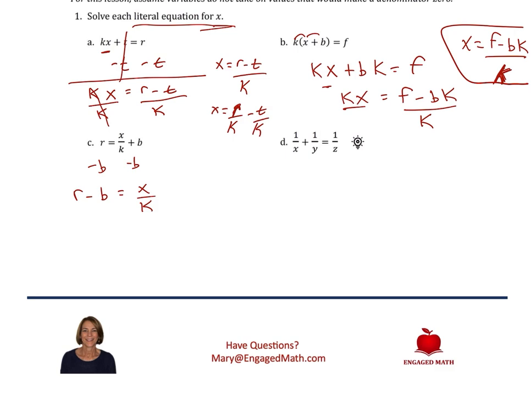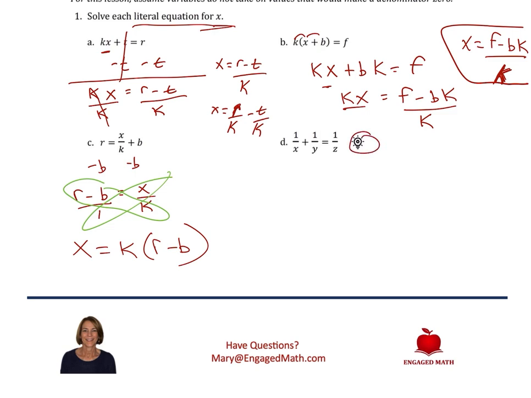Now we're trying to get x alone, so I am going to think of all of this, r minus b over 1, and I'm basically going to think of it as cross-multiplying. So I'm just going to take another color so you can see. When we cross-multiply, we basically get x times 1, so x equals k times the quantity r minus b, and we're done. Okay, let's look at D.